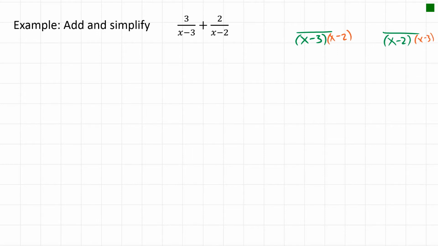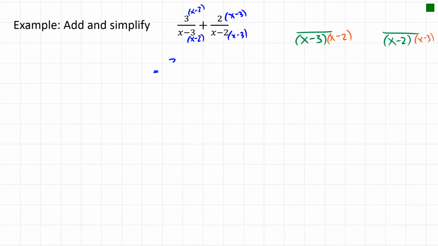So in this problem, I'm going to multiply the top of the first fraction by x minus 2, the bottom of the first fraction also by x minus 2. You have to multiply top and bottom by the same thing. Now in the second fraction, multiply by x minus 3 on top and bottom.